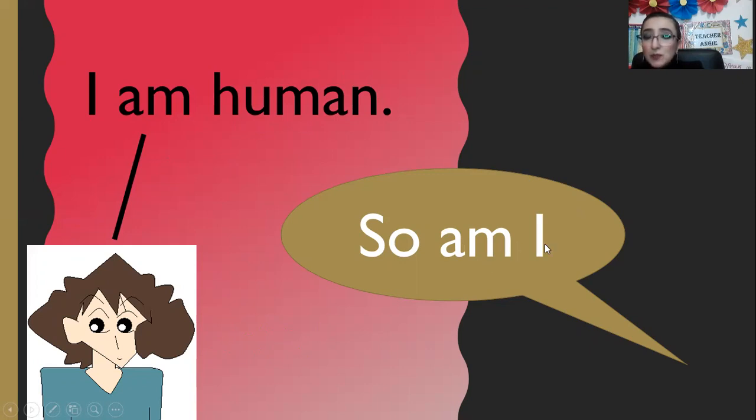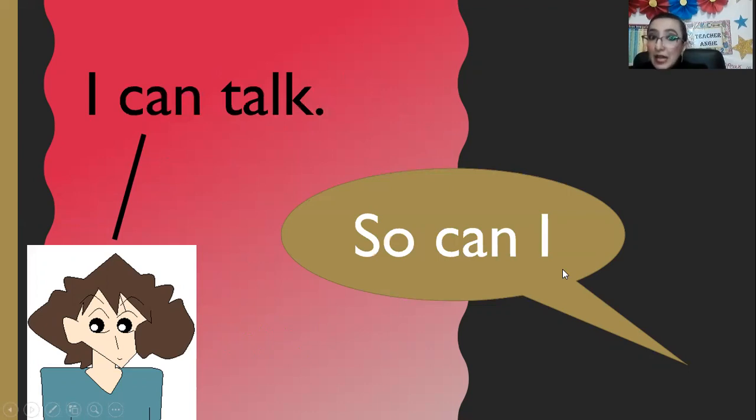Ese puse el am porque estoy poniendo el I. Pero si dijera so she, sería so is she, so is Pedro, so is Juan. So are we, también nosotros. No, entonces, mientras el verbo auxiliar sea el adecuado, ese lo conjugas con la persona de la que estás hablando. Y aquí puse el can porque el can es el mismo auxiliar para todos los pronombres personales. Y aparte, es el auxiliar del tiempo, es presente con can.